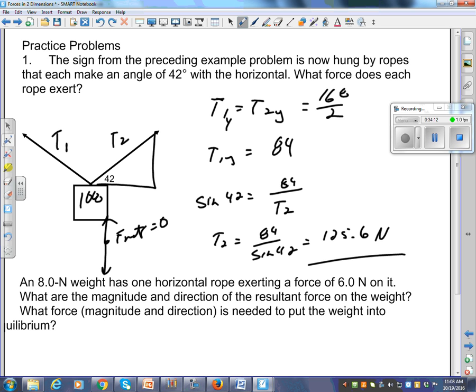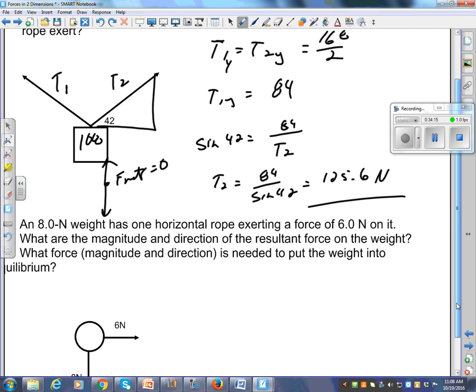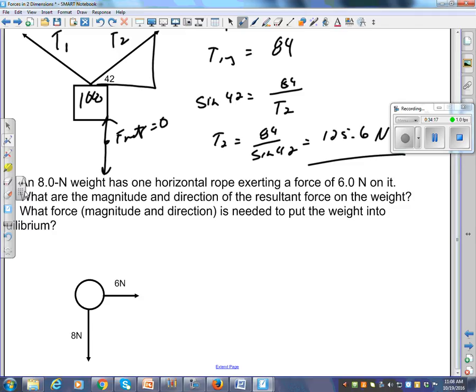Let's try number 2. I realize you don't have the picture. An 8 newton weight has one horizontal rope exerting a force of 6 newtons on it. What are the magnitude and direction of the resultant force on the weight, and what force is needed to put the weight into equilibrium? So we've got 8 newtons down, and 6 newtons to the right, and the question is, what's the resultant, and then what is the equilibrium? What were the steps that I had you write down? Find the resultant and flip it.